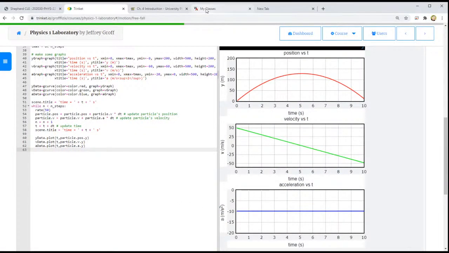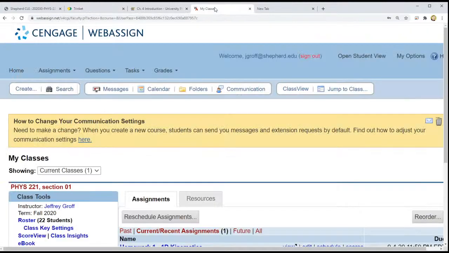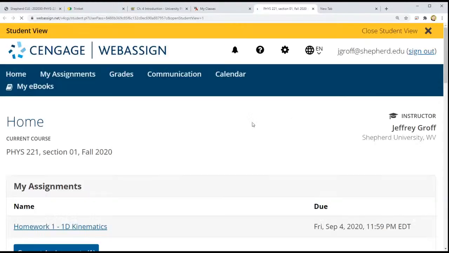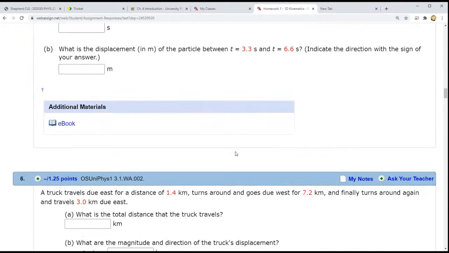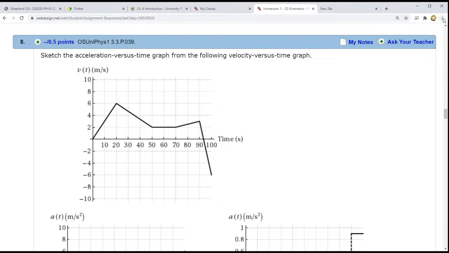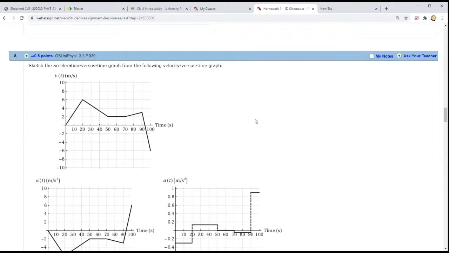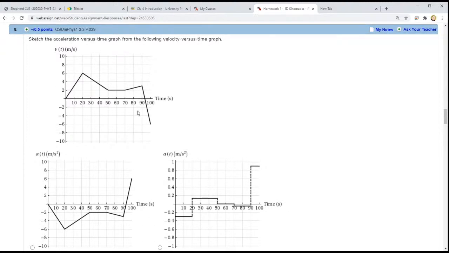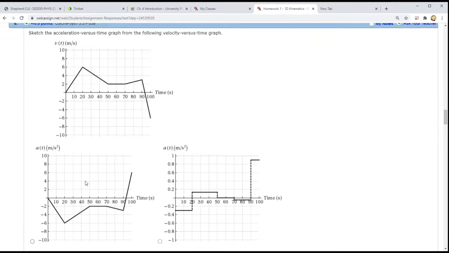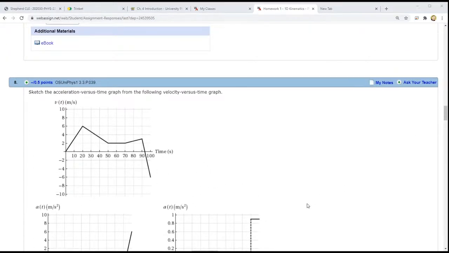So let's go to WebAssign here. And let's look at a problem that has you interpret. Okay, so problem 8 has you interpret this sketch of velocity versus time. And it says, well, if this is a velocity versus time graph for something undergoing motion in one dimension, what does its acceleration versus time graph look like? Okay, so let's just do this qualitatively first.